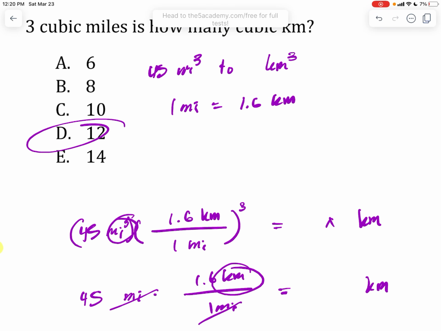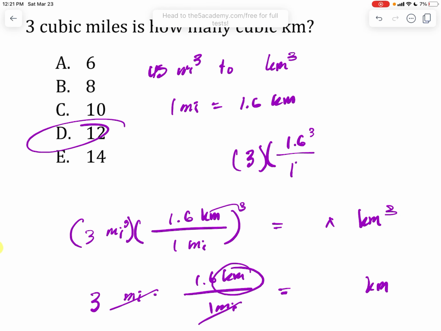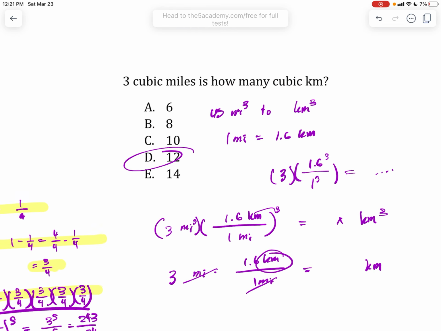If we're starting with miles cubed, we need to end up dividing this by miles cubed. This exponent of 3 is going to distribute down to kilometers and miles, and you'll end up with a unit of just kilometers cubed. And this is going to be your answer. That's the way you do this problem. If you want to go from 3 miles cubed, that's the way you do it. Your math essentially looks like 3 times 1.6 to the third over 1 to the third, which is equal to whatever I just told you, 12 something. All right, let's move on.